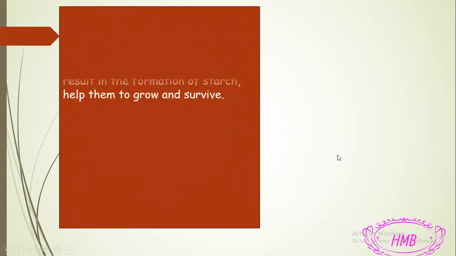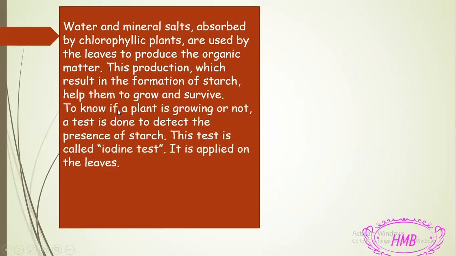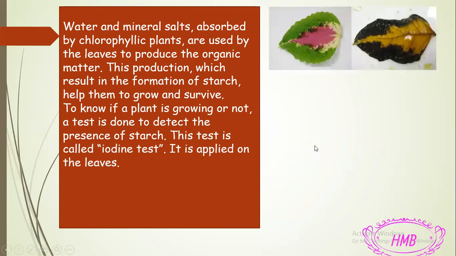Let's start. First, we have a paragraph. This paragraph said that water and mineral salts absorbed by chlorophyll plants are used by the leaves to produce the organic matter. This production, which results in the formation of starch, helps them to grow and survive. To know if a plant is growing or not, a test is done to detect the presence of starch. This test is called iodine test. It's applied on the leaves. So this is the paragraph.